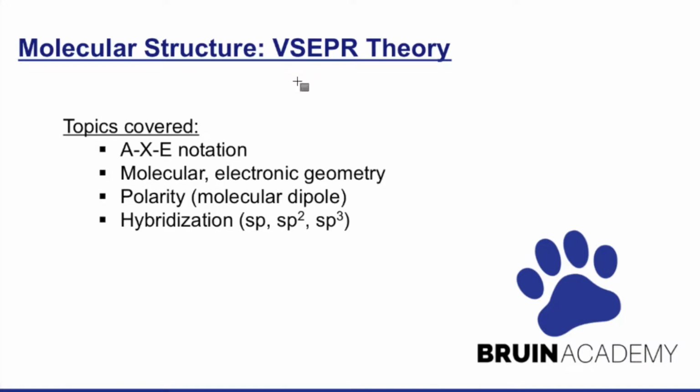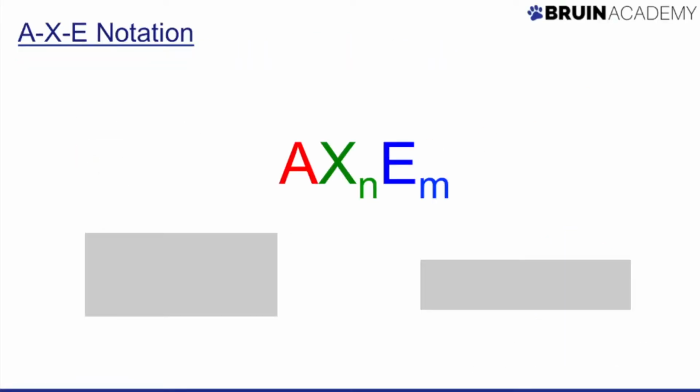All right. So VSEPR theory stands for valence shell electron pair repulsion. That's not something you need to memorize. What you do need to know is how to use VSEPR theory to predict shape or molecular geometry. And so the first thing we need to cover is AXE notation. AXE notation is essentially the first step to predicting a molecule's molecular geometry.